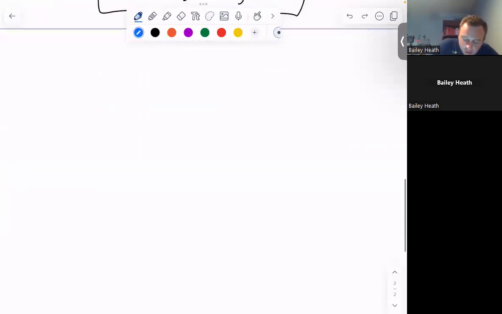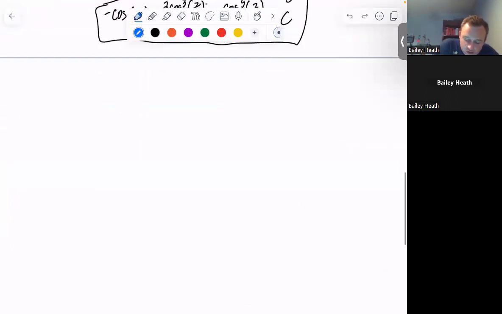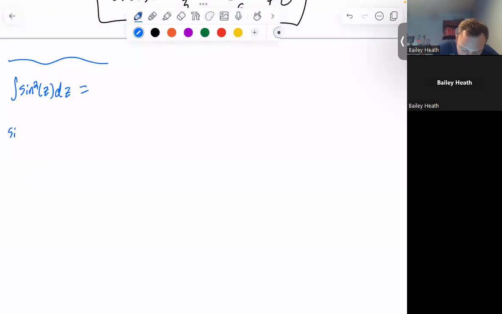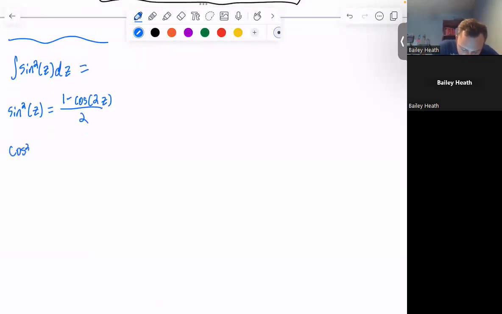Maybe one thing I'll take a quick aside and just briefly show how you might do, if we had an even power, I'll just show one example. Let's say we were integrating sine squared of z dz. Well, what we're going to use here is a trig identity. There's 2 of these trig identities. Sine squared of z is equal to 1 minus cosine of 2z over 2. Cosine squared of z has an eerily similar formula. It's 1 plus cosine of 2z over 2.